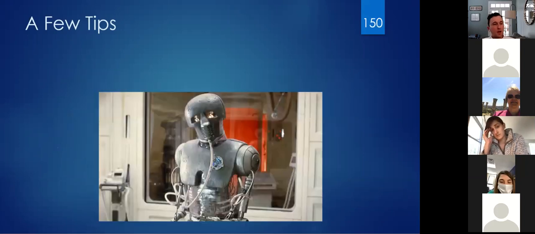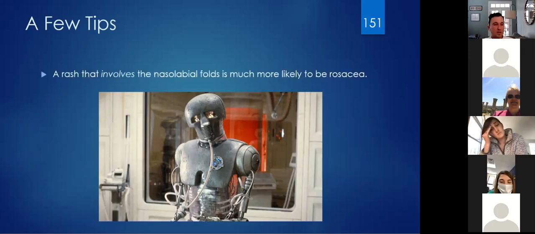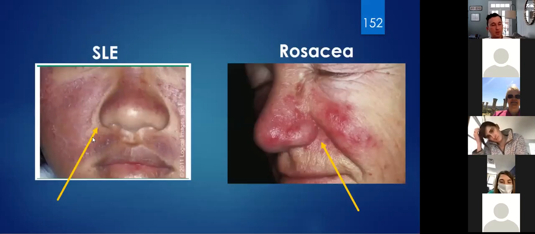Okay, and then our last tip here is from the medical droid from The Empire Strikes Back, who has a keen interest in rheumatology, and he says that a rash that involves the nasolabial folds is much more likely to be rosacea. Okay, so again, here's our lupus patient. You see the sparing of the nasolabial folds, nice healthy tissue here, compared to a rosacea patient where it's pretty red and erythematous. So it's not a perfect test, but this is pretty specific for a lupus malar rash.